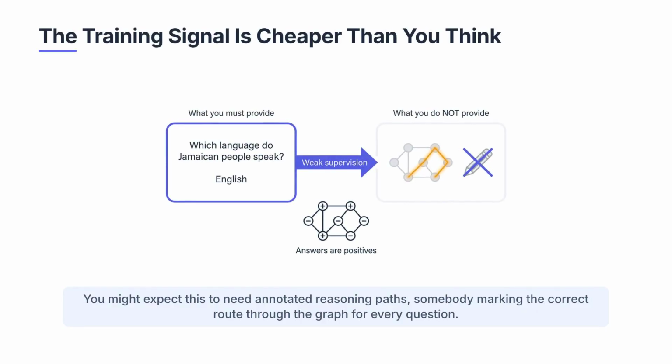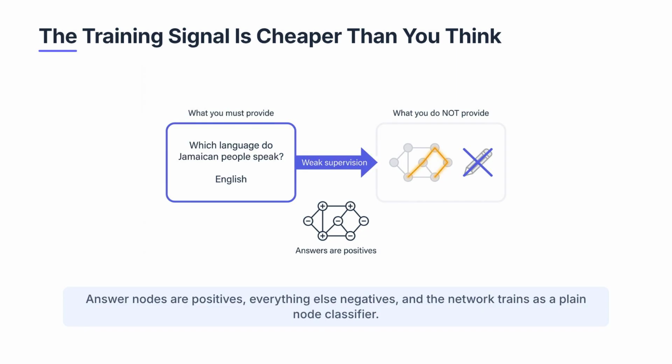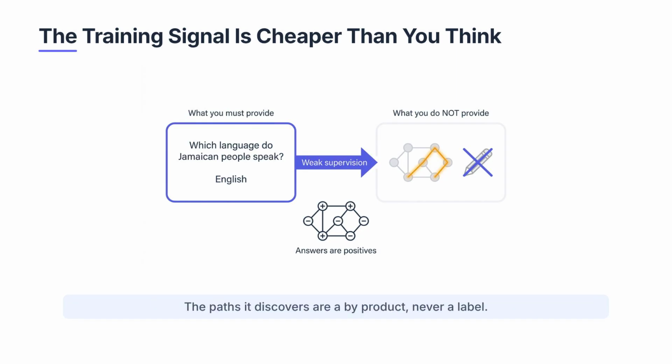You might expect this to need annotated reasoning paths, somebody marking the correct route through the graph for every question. It does not. The setup is weakly supervised. You get question and answer pairs and nothing else. Answer nodes are positives, everything else negatives, and the network trains as a plain node classifier. The paths it discovers are a byproduct, never a label. That is a very cheap supervision bill.